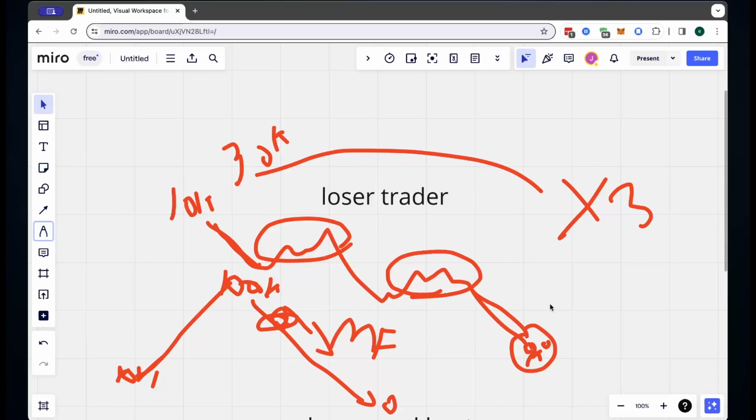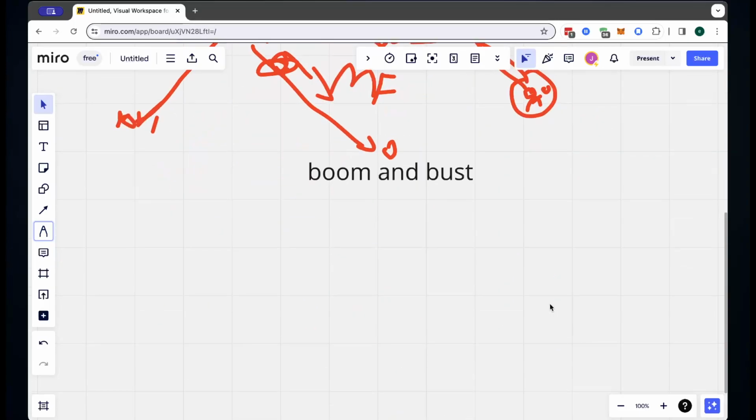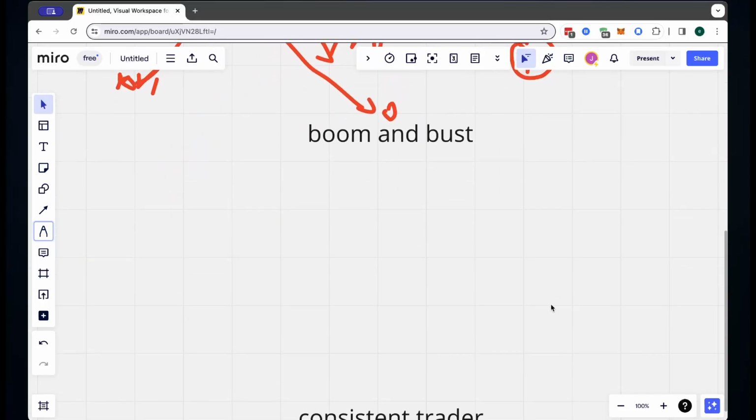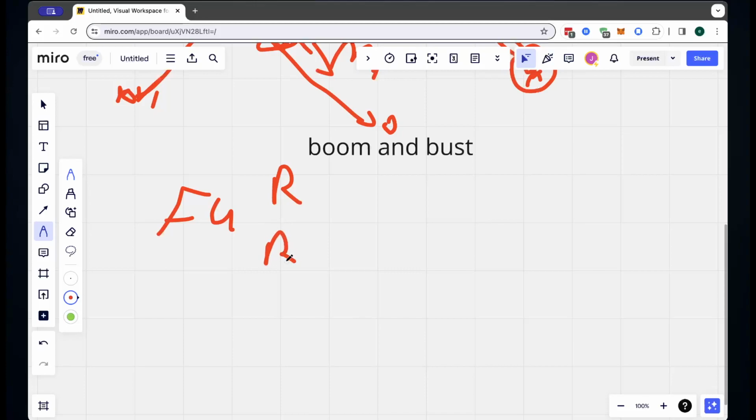Now, if you evolve a little bit, just a tiny bit, you can become what is called a boom and bust trader. Now, what is a boom and bust trader? A boom and bust trader is someone that understands some fundamentals. He knows to limit his risk, maybe cut it short. He knows that he has reward he needs to manage.